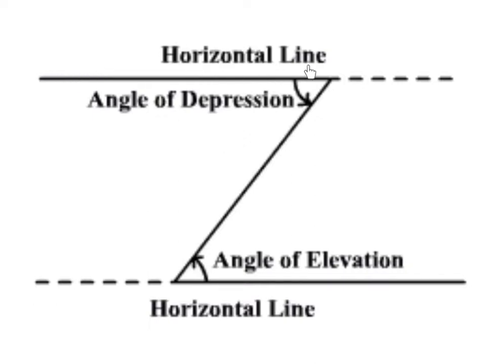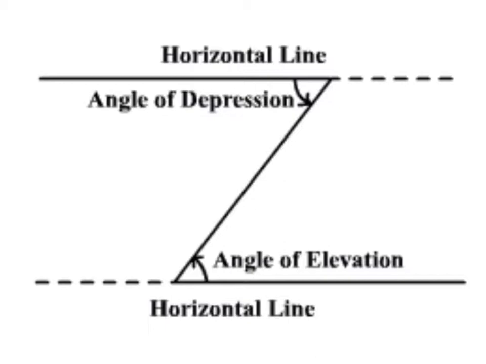If we have a horizontal line and an angle looking downwards, the angle that is formed is known as the angle of depression. And if we have a horizontal line and an angle looking upwards, the angle that is formed is known as the angle of elevation.